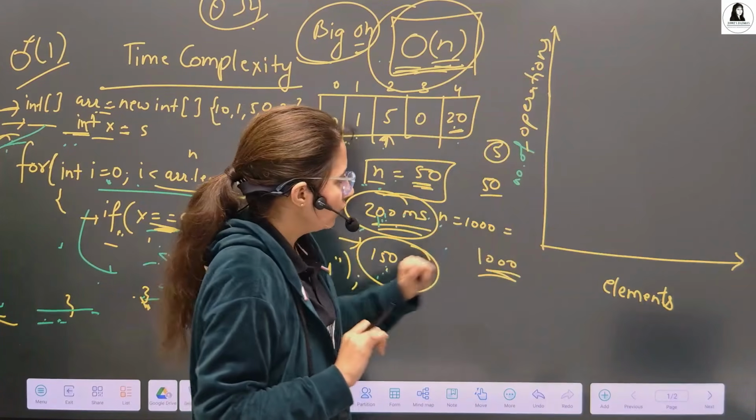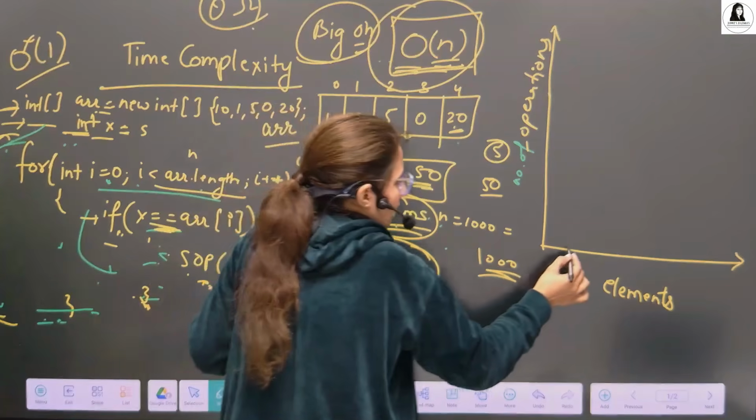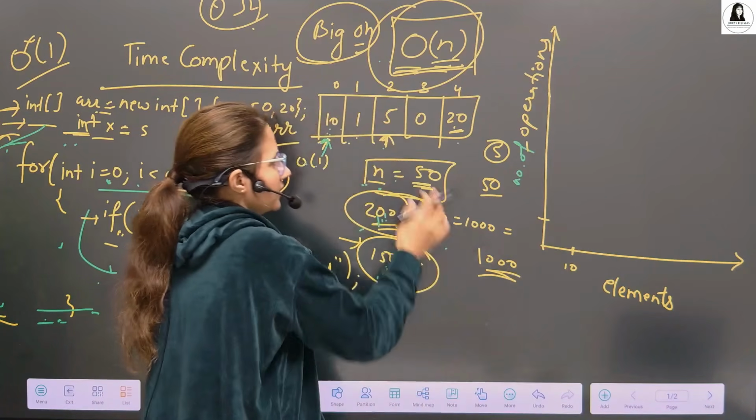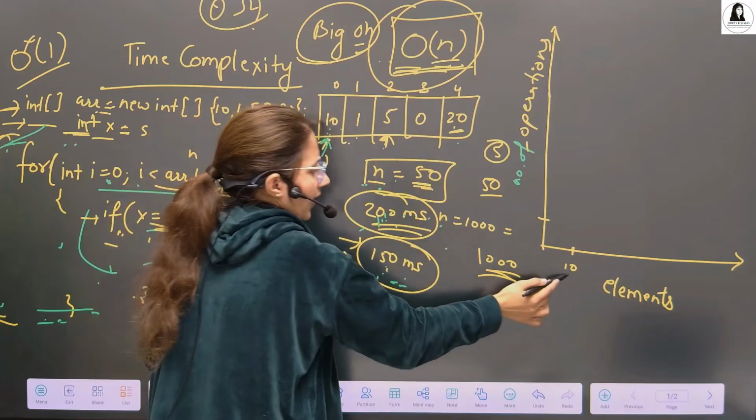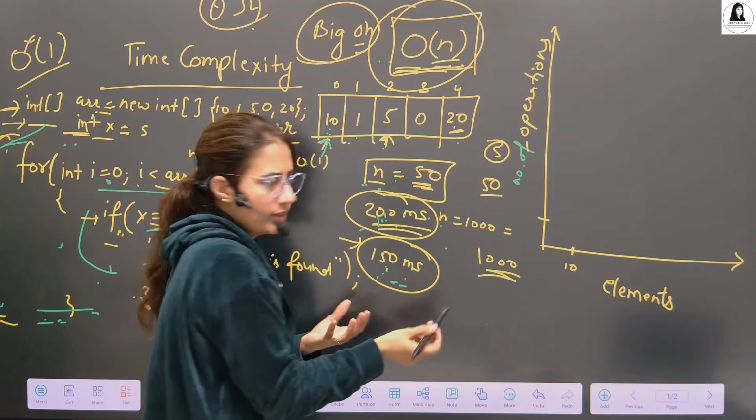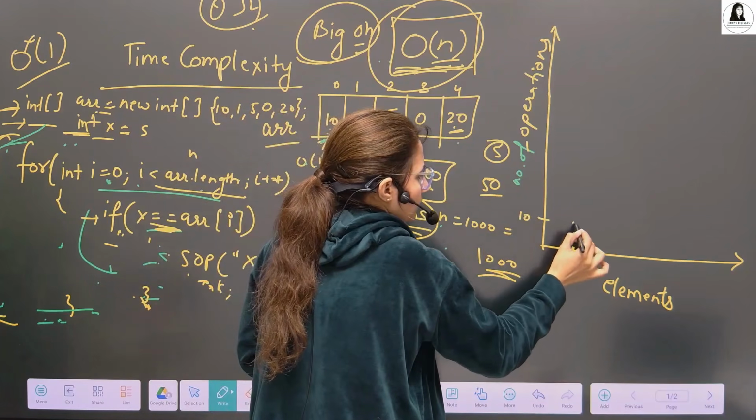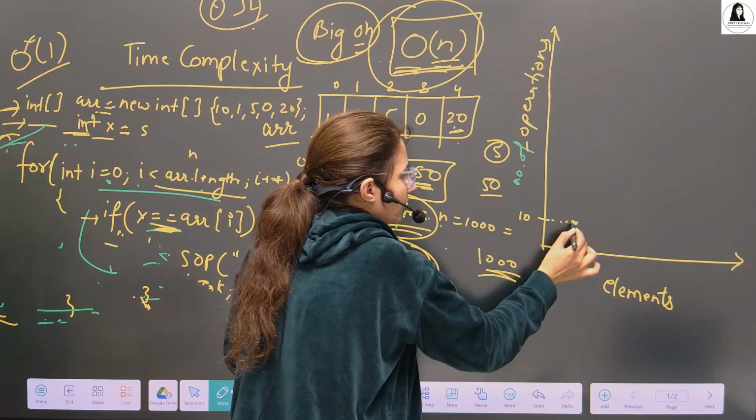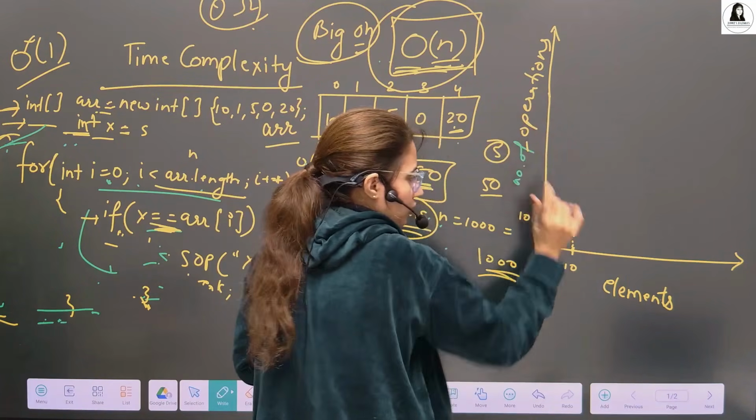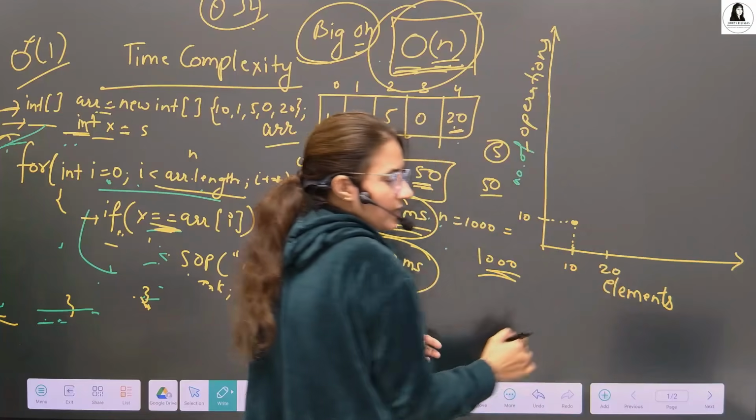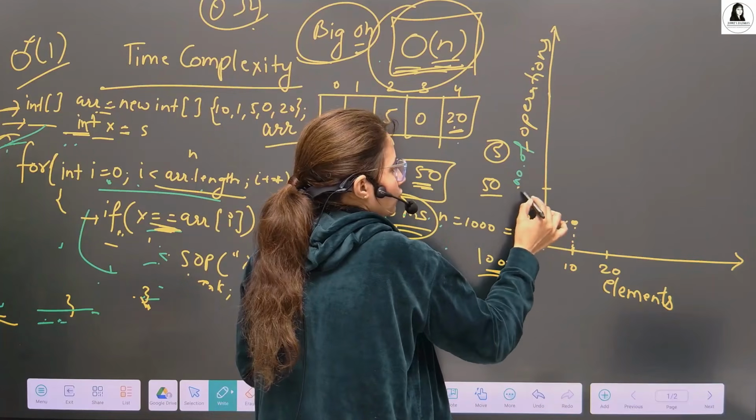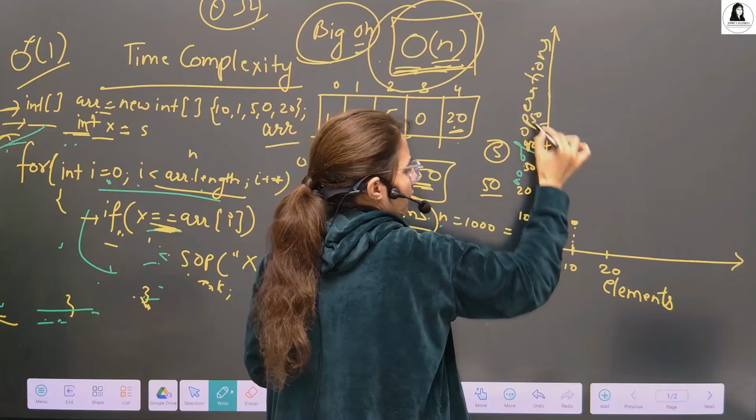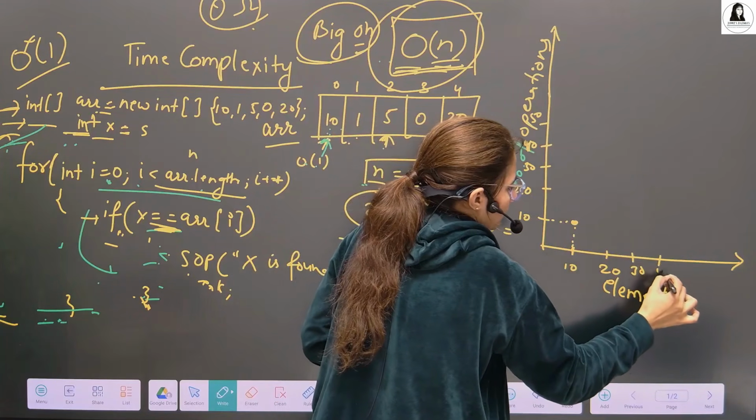Now what would be the graph here? If the number of elements is 10, then we know it's equal to n only. So n is 10 here, so 10 comparisons would be there. Obviously, this would be 10 operations. If n is 20 elements, same here we have 20 also. So here we have up to 50, suppose.